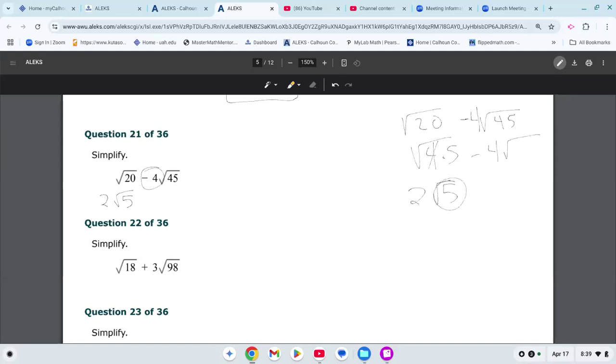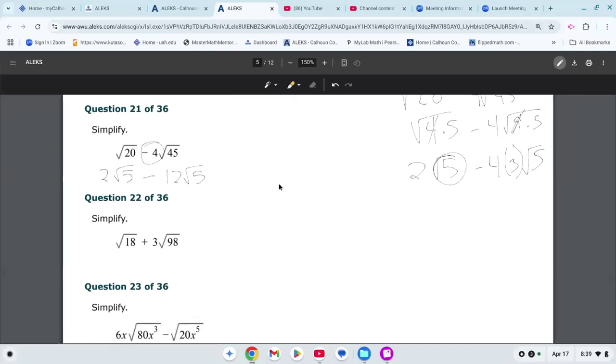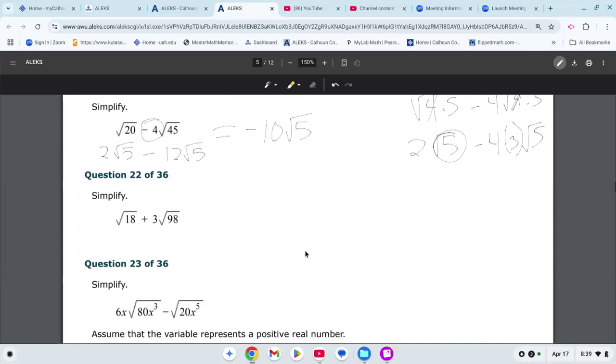If this is a square root of 5, divide 45 by 5, which is 9, and 9 ends up being a perfect square. So I end up with negative 4 times 3 times the square root of 5, because I can pull out the 3 when I take the square root of 9. So that is negative 12 square roots of 5. And when you add that together, grand total, you get negative 10 square roots of 5. The square root of 5 does not change, but the coefficients of each radical will.